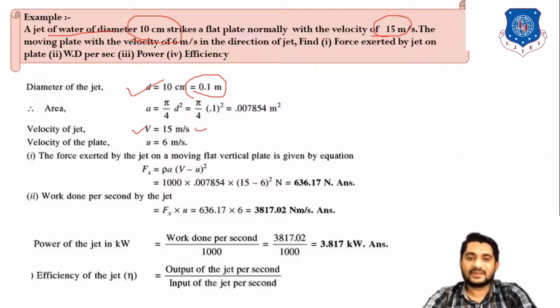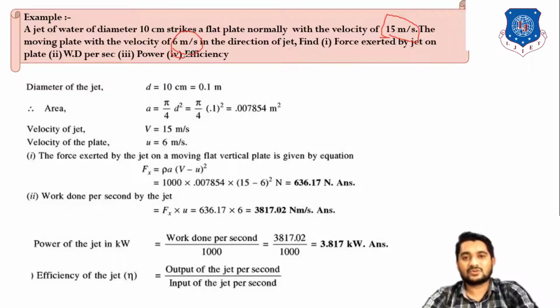The moving plate velocity will be 6 meter per second. Here the plate velocity will be small u, so small u is equal to 6 meter per second. Find the force exerted by the jet on the plate, that means Fx, work done per second, power and efficiency, right? You have to find all four data. In this type of example, remember these two velocities are given. The higher value of velocity is normally the jet velocity, and the lower value of velocity is normally the blade velocity.